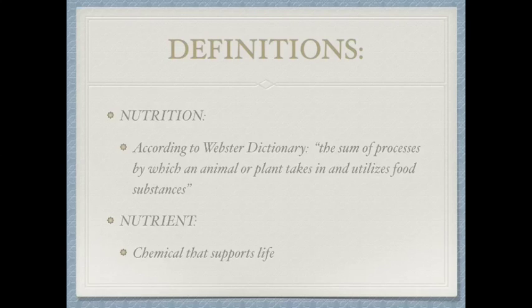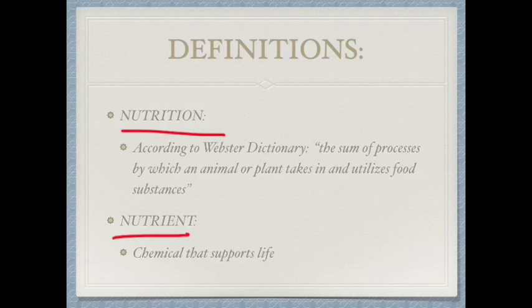First thing we need to do is take a look at some key terms that we need to understand. The first of which is nutrition. According to Webster's dictionary, nutrition is the sum of the processes by which an animal or plant takes in and utilizes food substances. When we talk about animal feeding, we are basically trying to get food substances, in this case, we're going to be talking about the term nutrient, and getting them into the animal's body. This includes digestion, absorption, and metabolism of these food substances to be able to support life.